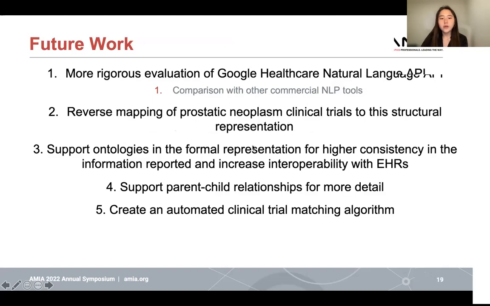My future work will include a more rigorous evaluation of the performance and coverage of the Google NLP by comparing it with expert manual annotation. Also, more investigation on the compatibility of prostatic neoplasm clinical trials and the newly presented structural representation through reverse mapping will be necessary. I hope to support ontologies in the representation to increase the interoperability between clinical trial data and EHR data. And the ability to support parent-child relationships will be ideal to capture more detailed information. The ultimate goal is to create an automated clinical trial matching algorithm based on this representation.